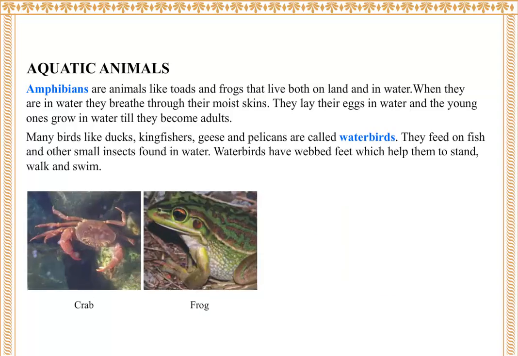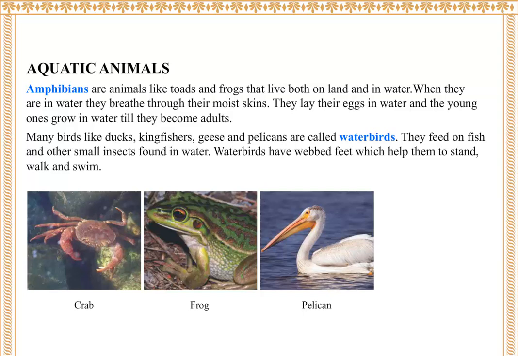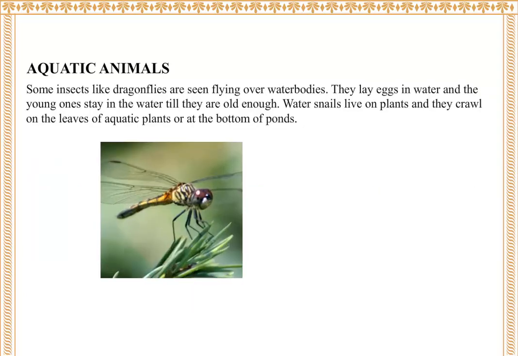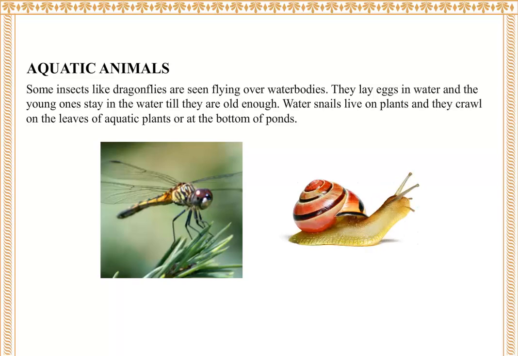Crab, frog, pelican, dragonfly. Some insects like dragonflies are seen flying over water bodies. They lay eggs in water and the young ones stay in the water till they are old enough. Water snails live on plants and they crawl on the leaves of aquatic plants or at the bottom of ponds.